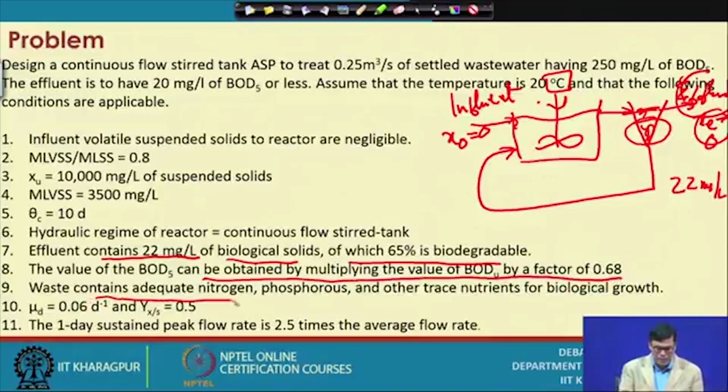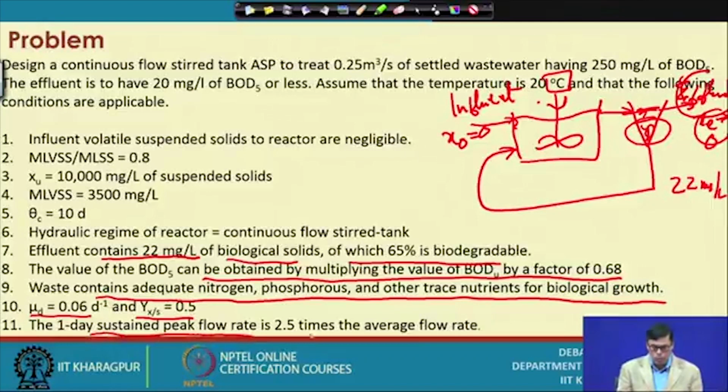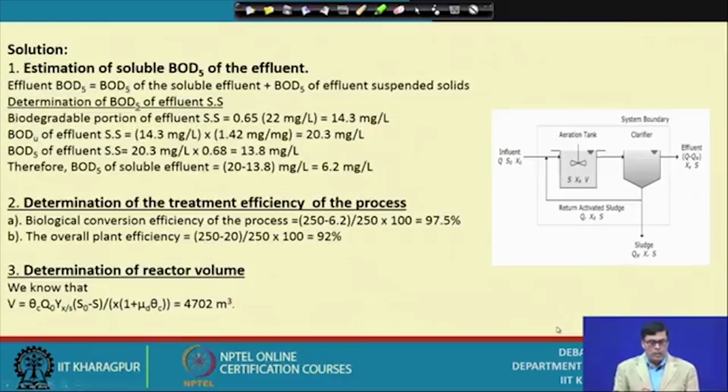The waste contains adequate nitrogen, phosphorus and other trace nutrients for biological growth, and the specific death rate of the cell is 0.06 per day, and the yield coefficient is 0.5. The one-day sustained peak flow is 2.5 times the average flow rate. This is the problem that we have now.